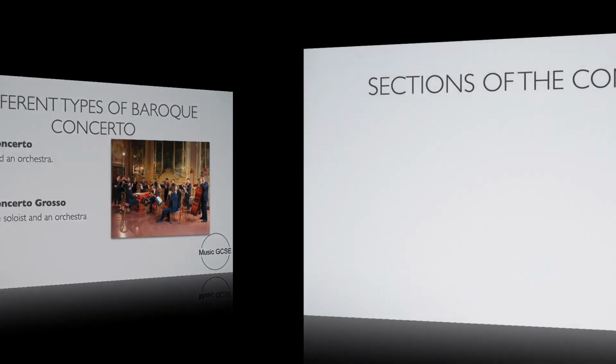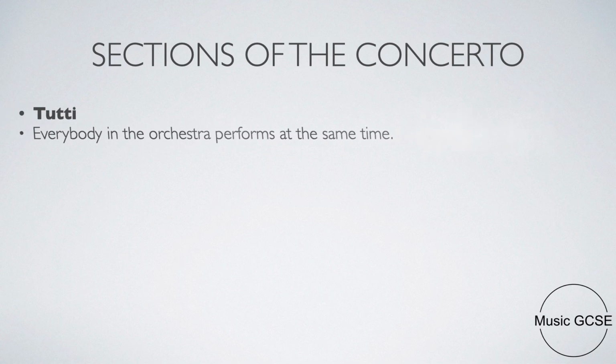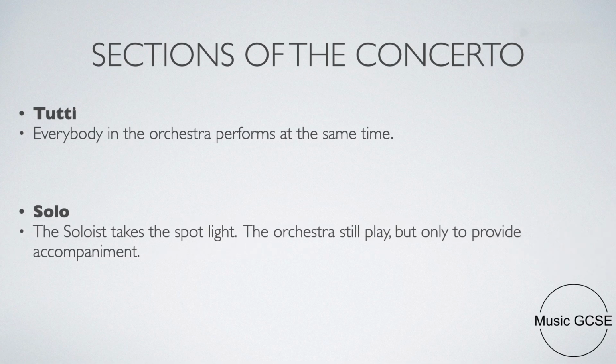And let's just quickly remind ourselves of the different sections of the concerto. In a Baroque concerto, we would expect to hear the tutti section. A tutti section is where everybody in the orchestra all performs at the same time. We would also expect to hear a solo section, and this is where the soloist or soloists take the spotlight and take the main part and the lead within the piece. The orchestra will still play, but only to provide the accompaniment. There is no cadenza section within the Baroque concerto.